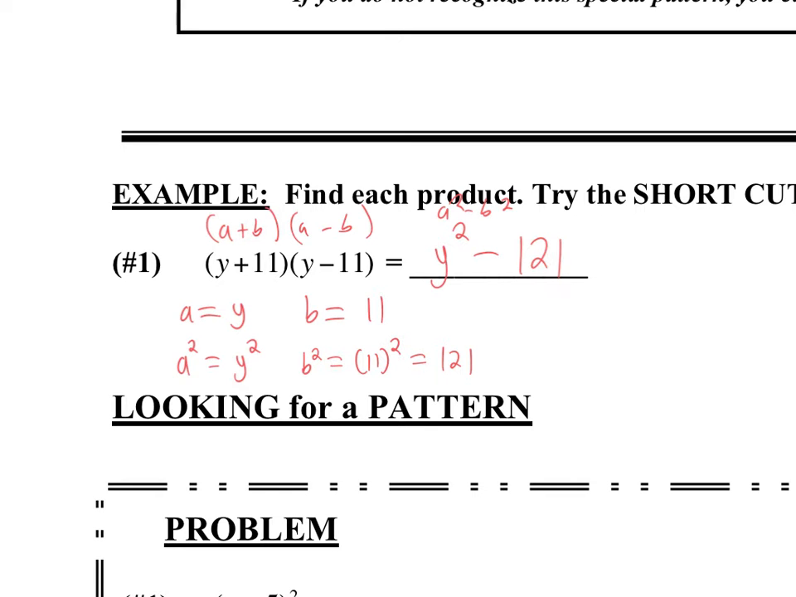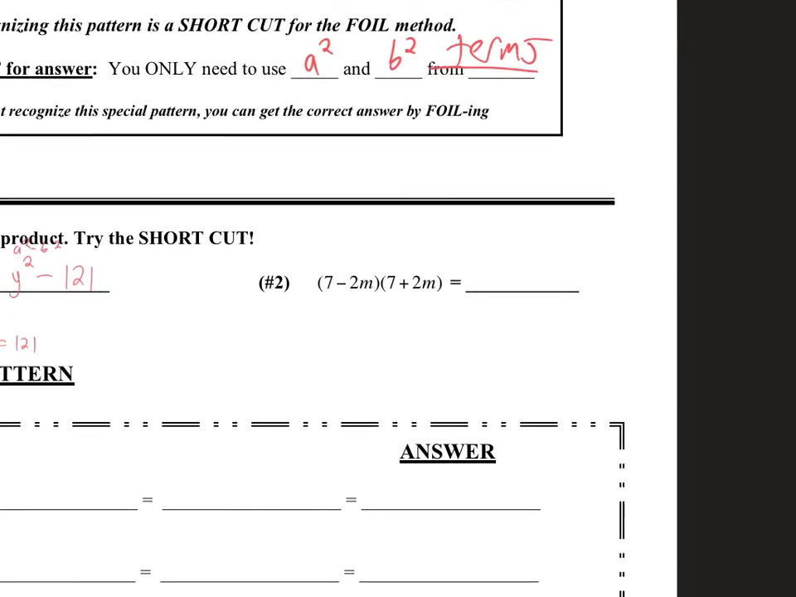If this is a struggle for you, though, feel free to keep foiling or keep distributing until you get the pattern down. It will become automatic after a while, but if you can see it right away, that's the best. But I know it is still a little bit tricky and kind of abstract at this point, okay? Let's do the next one.